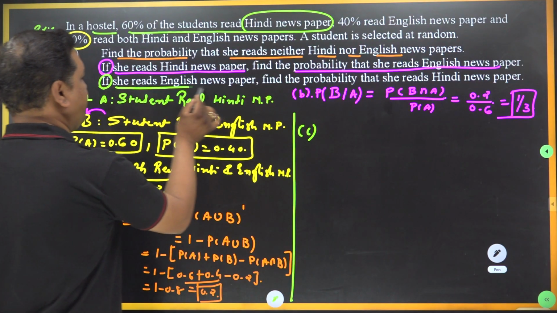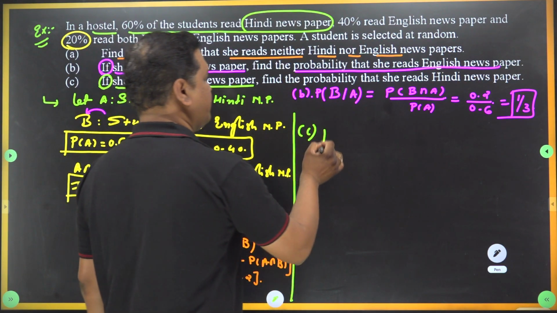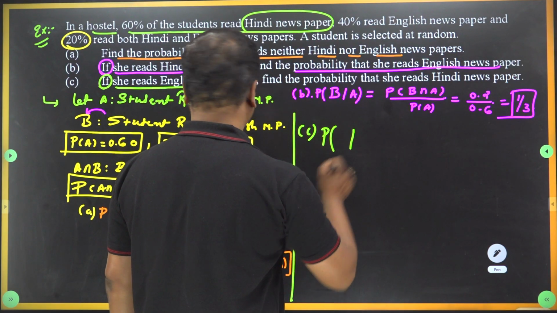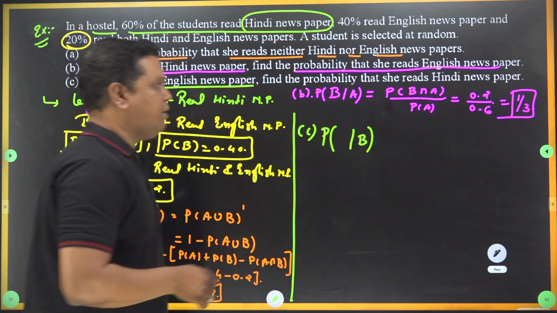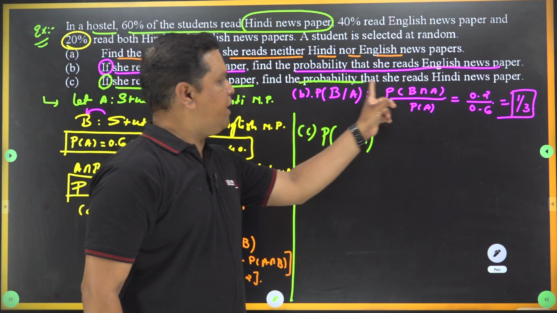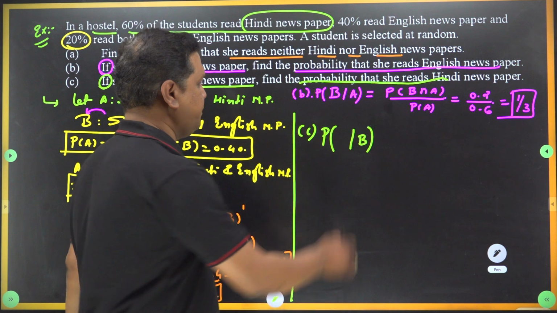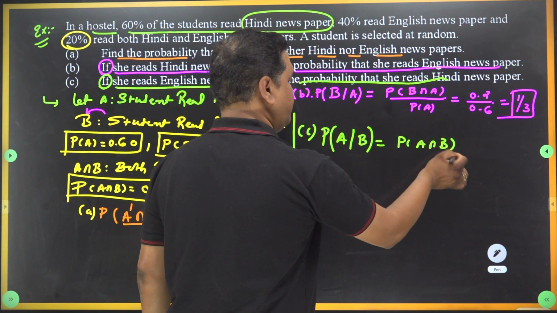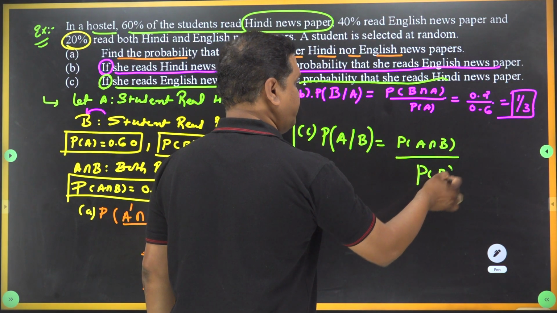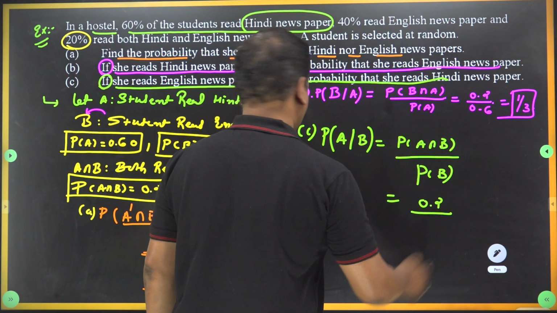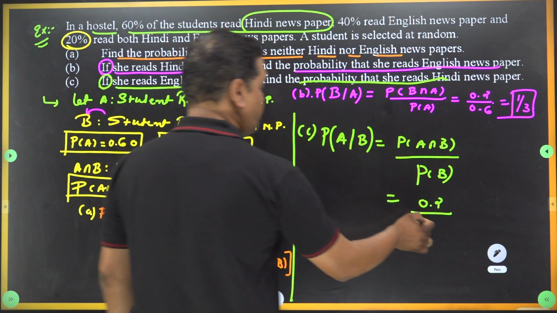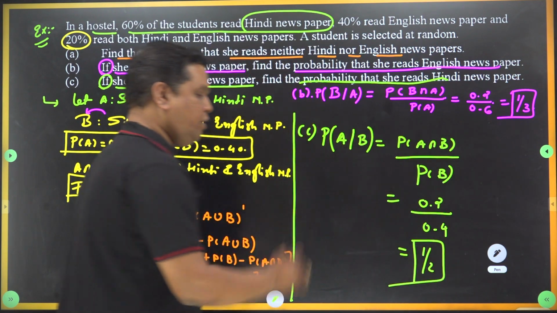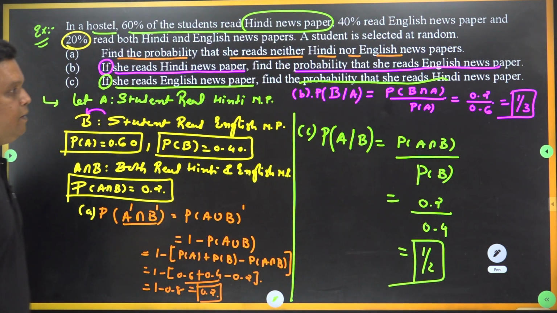If she read English newspaper, that means event B is given. Find the probability that she read Hindi newspaper. So that is event A. P of A intersection B upon P of B, 0.2 upon 0.4. Answer is what? 1 by 2. Take a look once.